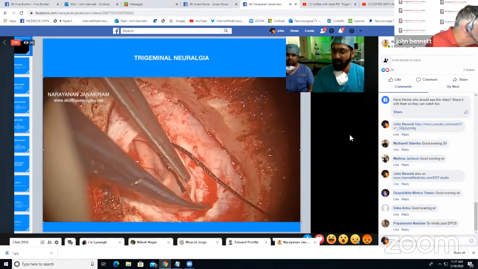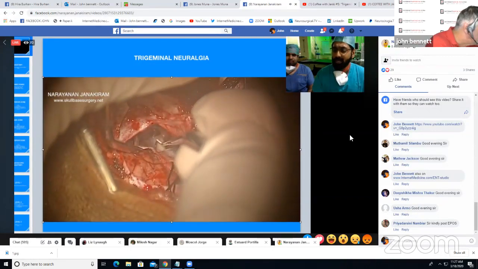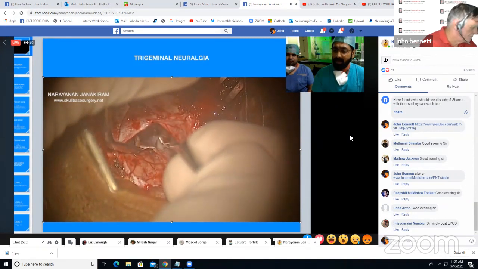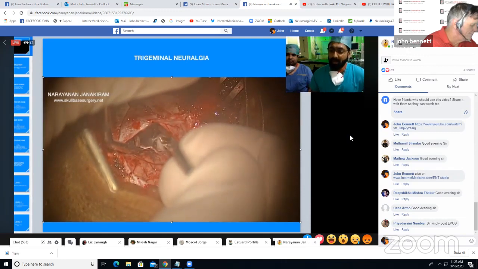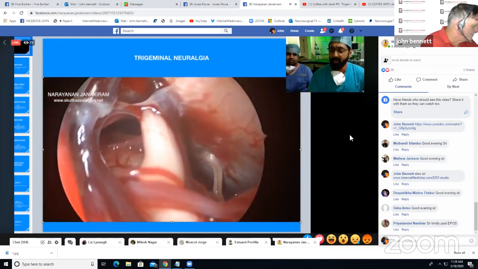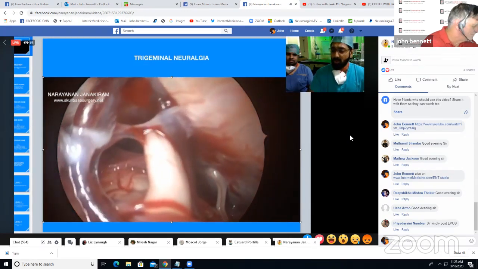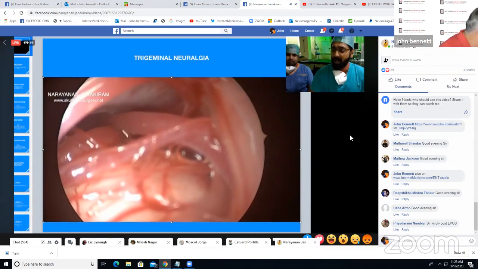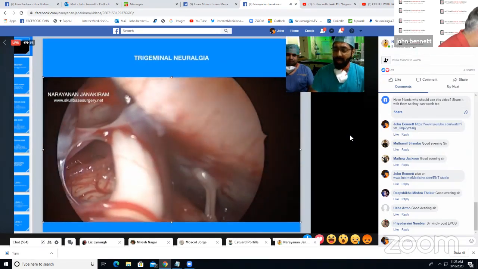This is the dura. That's the posterior fossa dura, and now we are going inside. That's the arachnoid. Once we release the cisterna magna, then you have the brain which is becoming lax, and the CSF is released. This is the endoscopic view. That's the trigeminal nerve. That's the sixth nerve. You can see that's the scar. You can see how the scar is compressing anteriorly. That's the superior cerebellar artery, and the ICA is compressing that.